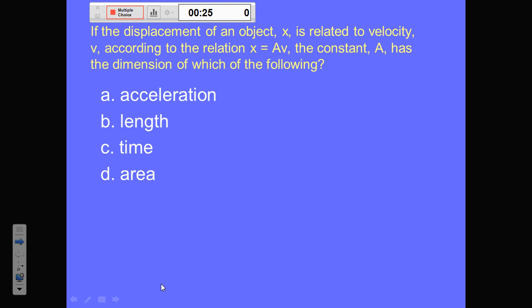But first, if the displacement of an object x is related to velocity v according to this relation, the constant a has which dimensions? Remember, displacement is in meters, velocity v is in meters per second, and acceleration is in meters per second squared. We'll get to that in chapter 2.